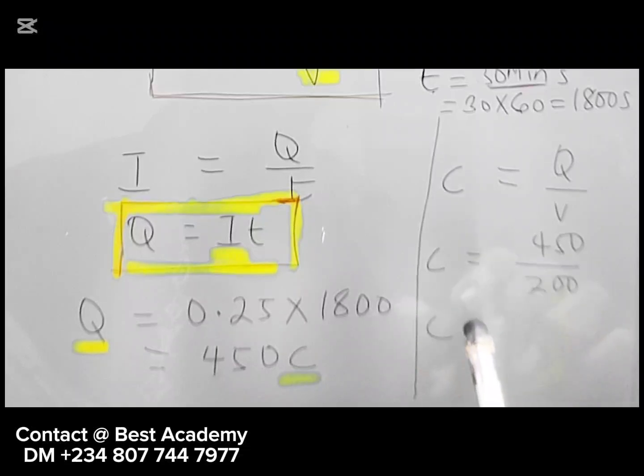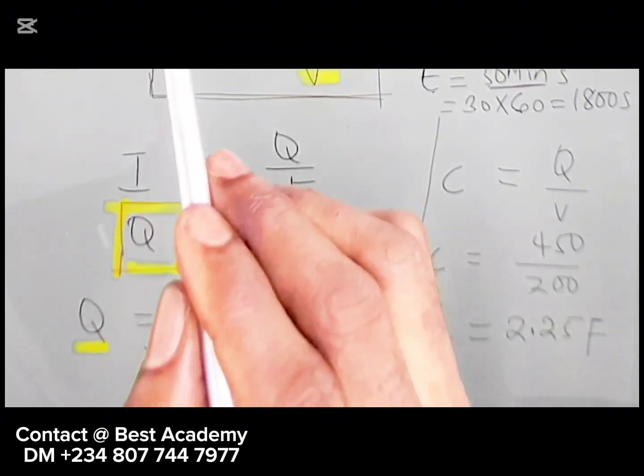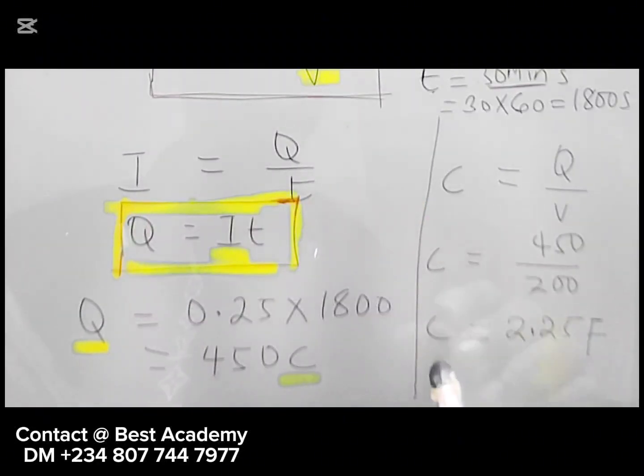So punch your calculator, let's get the answer. I have 450 divided by 200 to be 2.25 farad. The unit of capacitance is farad. It can also be measured in microfarad or nanofarad, depending on the prefixes given to it. So this is our answer here.